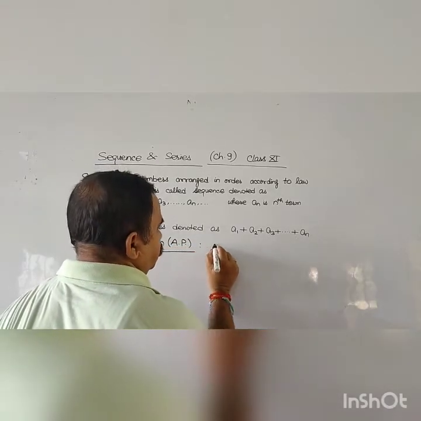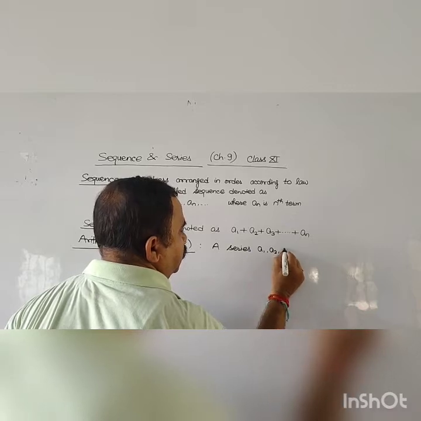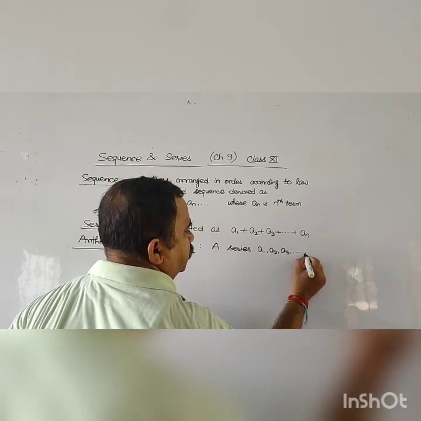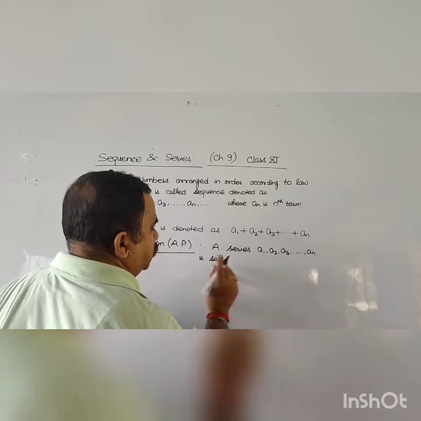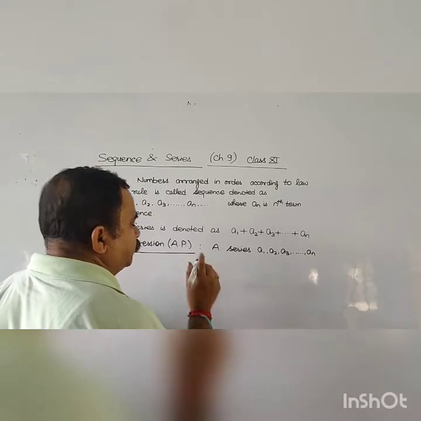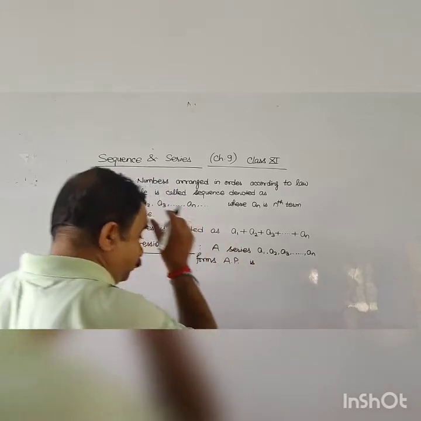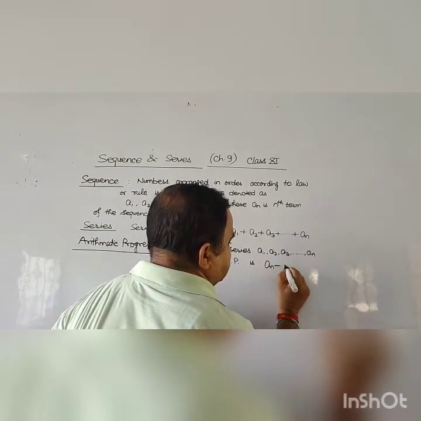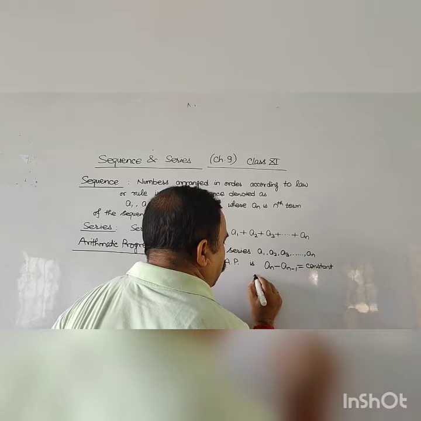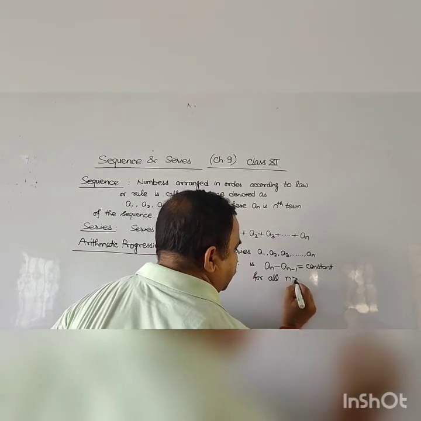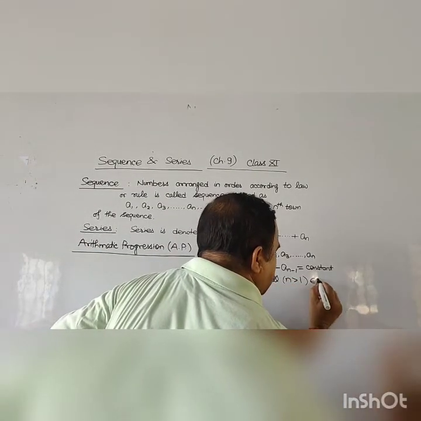A series A1, A2, A3 and so on, An is said to form an arithmetic progression if An minus An minus 1 remains constant for all n greater than 1, for all n greater than 1 belonging to natural numbers.